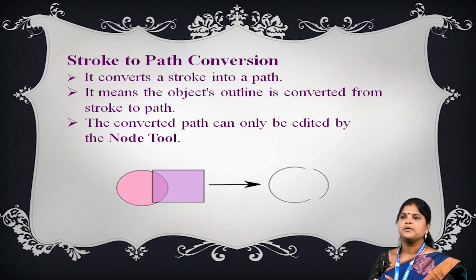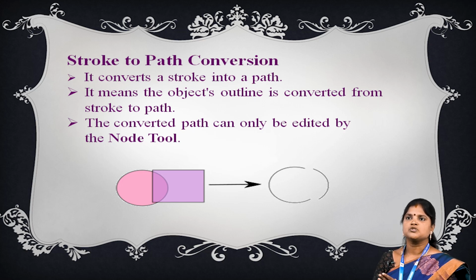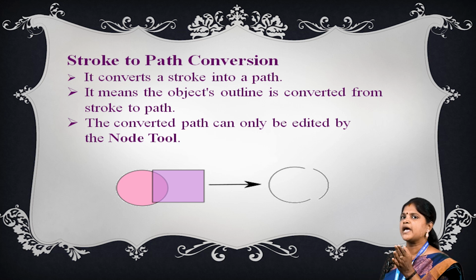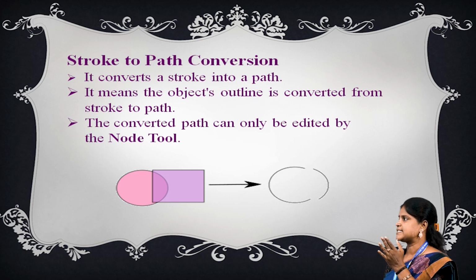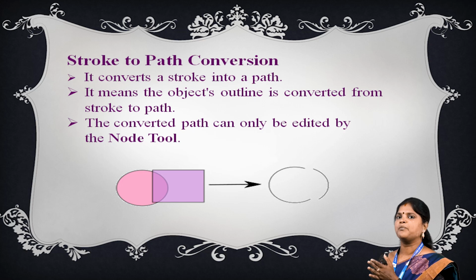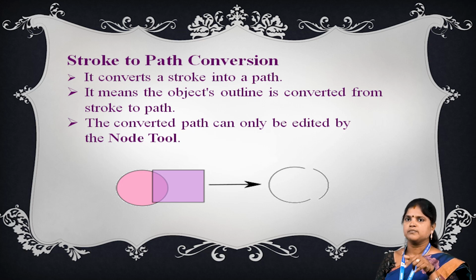This is the example image of the stroke to path conversion. The above two images show the stroke to path conversion. In the first image, we have shown the stroke, and in the second image, we have shown the path. The basic difference between stroke and path is the outline of the object.